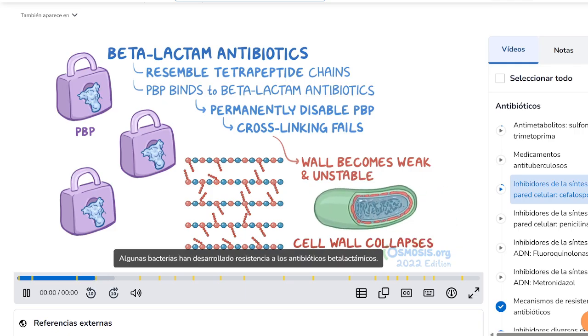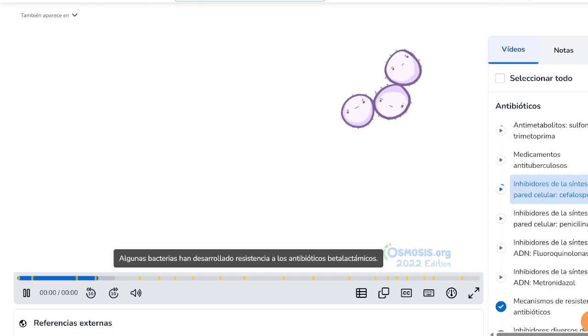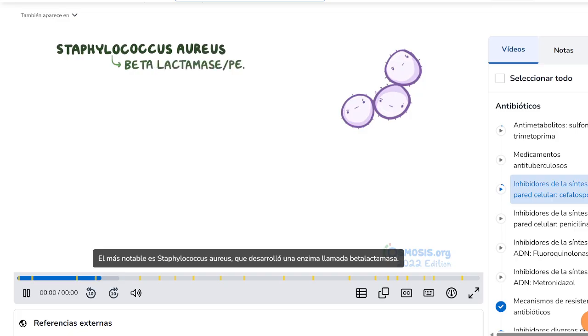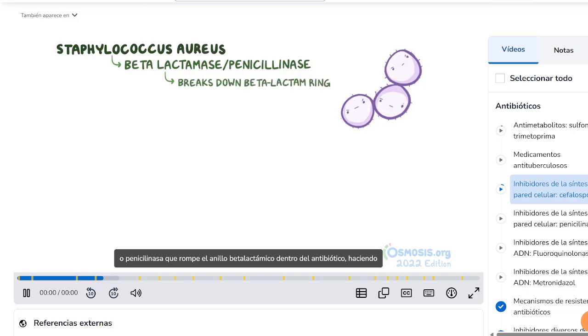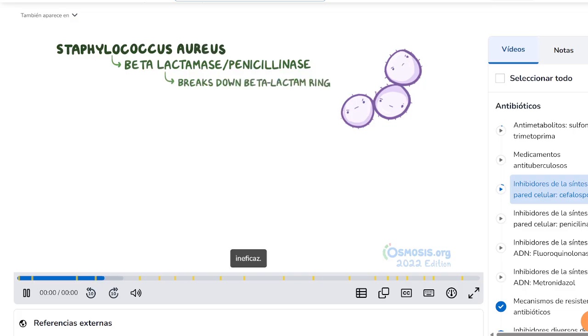Now, some bacteria have developed resistance to beta-lactam antibiotics. The most notable is the notorious Staphylococcus aureus, which evolved to have enzymes called beta-lactamases or penicillinases that break down the beta-lactam ring within the antibiotic, rendering it ineffective.